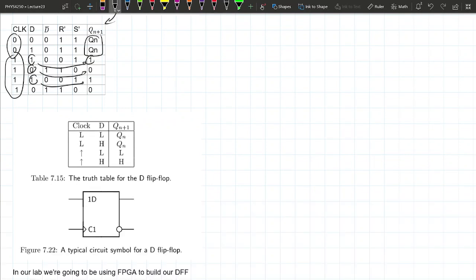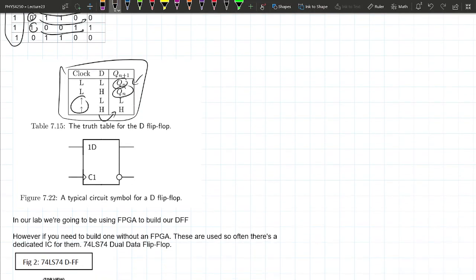This may be a simpler truth table, where if the clock is low, and D is low or high, the output stays the same no matter what it is. So when the clock is low, you cannot change the output. When the clock is high, that's when you can change the output, where D just gets transferred over to whatever Q is.